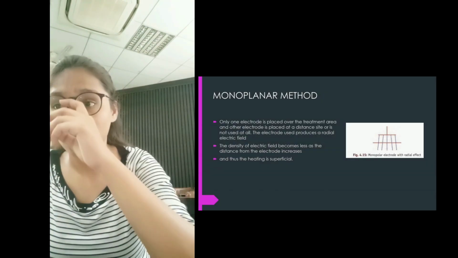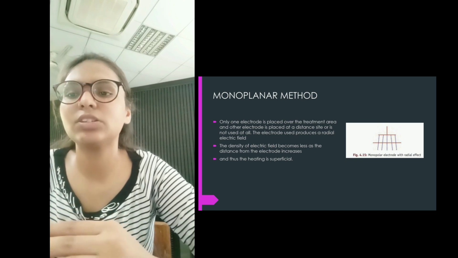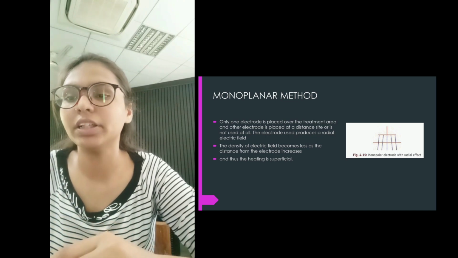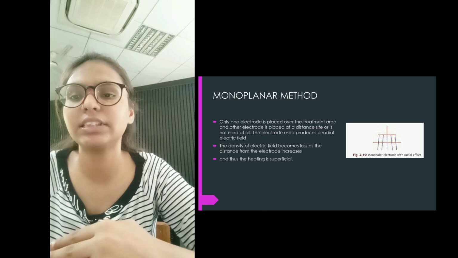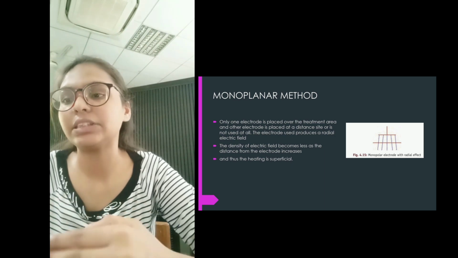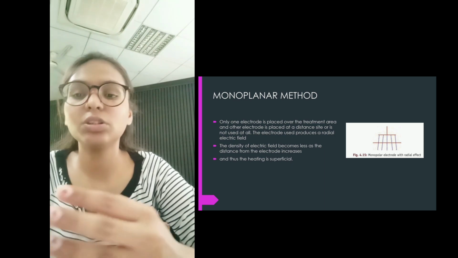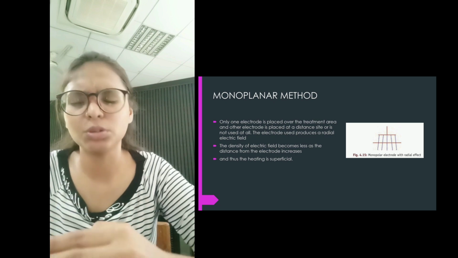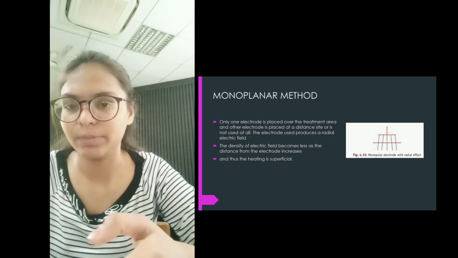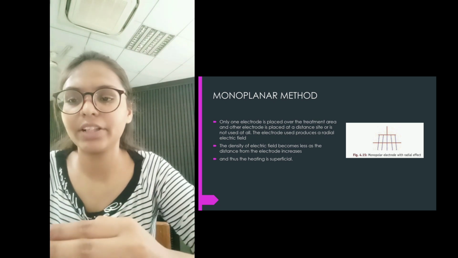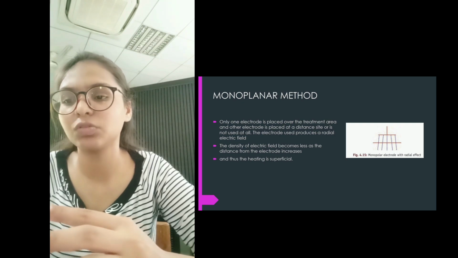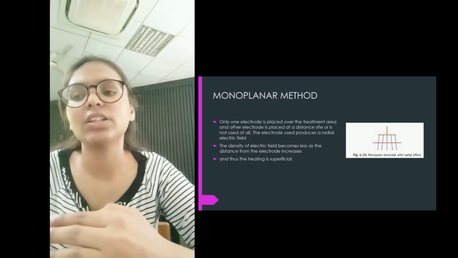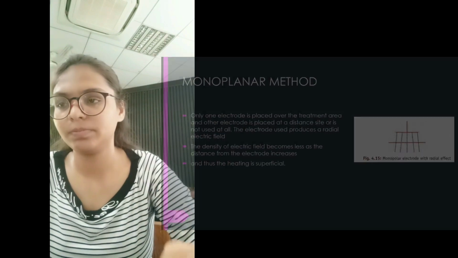Monoplanar method. Only one electrode is placed over the treatment area and the other electrode is placed at a distant site or is not used at all. The electrode used produces a radial electric field. The density of the electric field becomes less as the distance from the electrode increases and thus the heating is superficial.